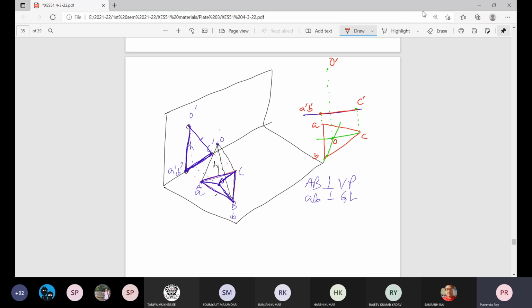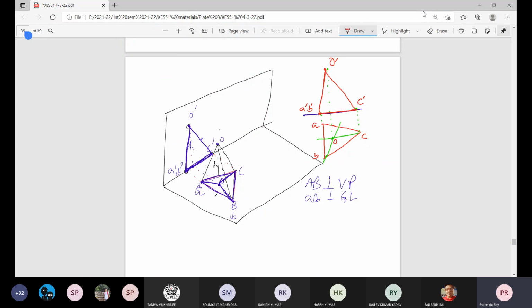And CA is that same horizontal line on the GL. Then elevation of OA is this line, O dash A dash. Elevation of OB is also this line, O dash B dash. And this is elevation of OC, that is O dash C dash.